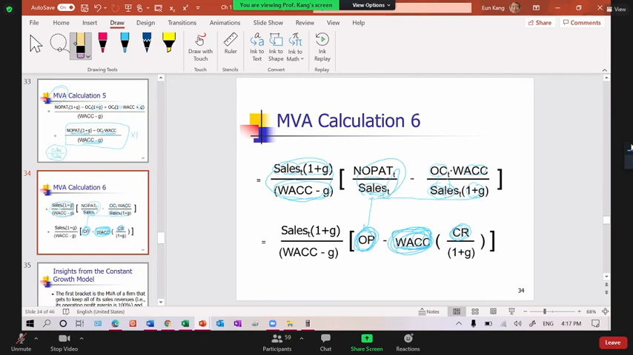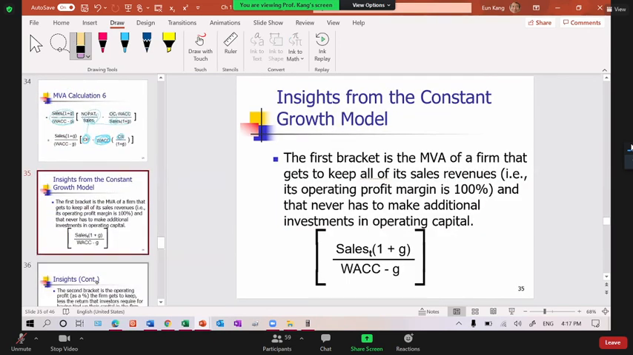This is for 20. So 3 more minutes. So, insight from the constant growth model. That is, the first bracket is the market value added of a firm that gets to keep all of its sales revenues. So that means operating profit margin is 100%, and it never has to make additional investment in operating capital. So this is the left-hand side. So that is always positive, right? That is the case when all the sales revenue is profit, and you don't need to make any operating capital investment.